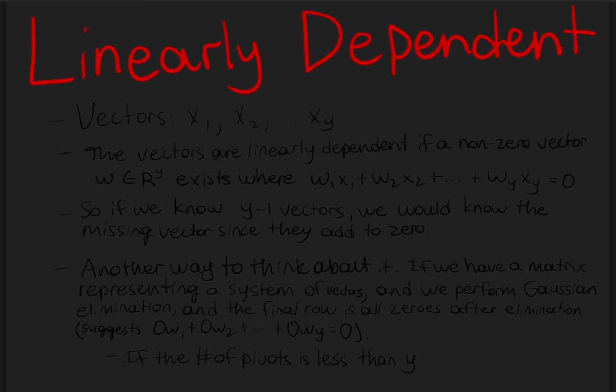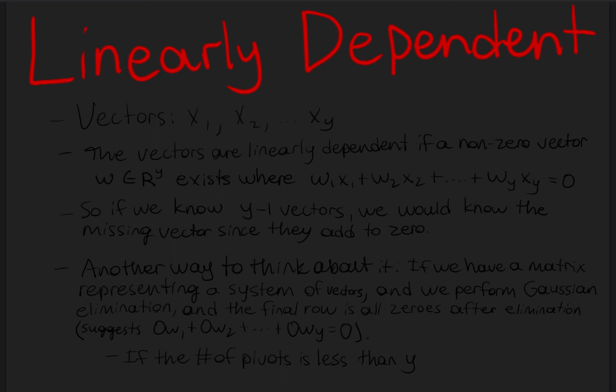Another way to think about this would be if we have a matrix that represents a system of vectors, and then we perform Gaussian elimination. I made a video on Gaussian elimination, so please check that out if you don't know what I'm talking about. Otherwise, don't worry about it. After we perform Gaussian elimination, if the final row is all zeros, that would suggest this is linearly dependent because 0 times w1 plus 0 times w2 plus 0 times however many vectors there are would equal 0, suggesting that the system of vectors is linearly dependent.